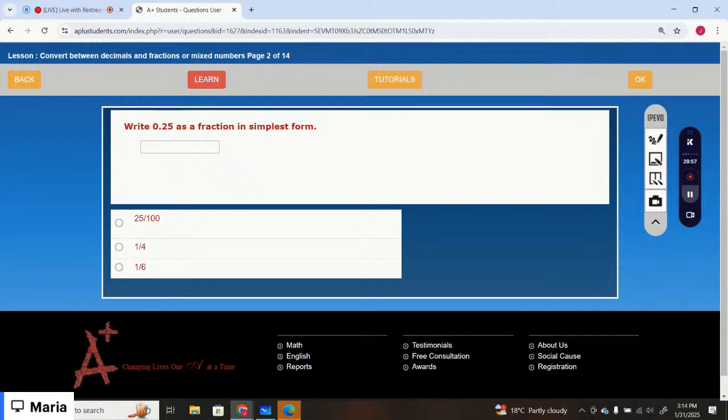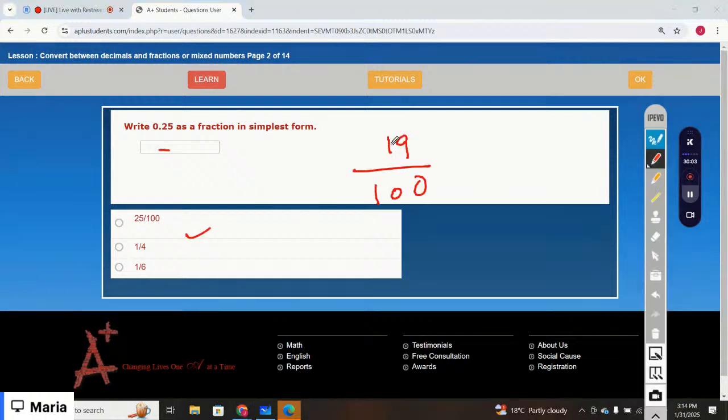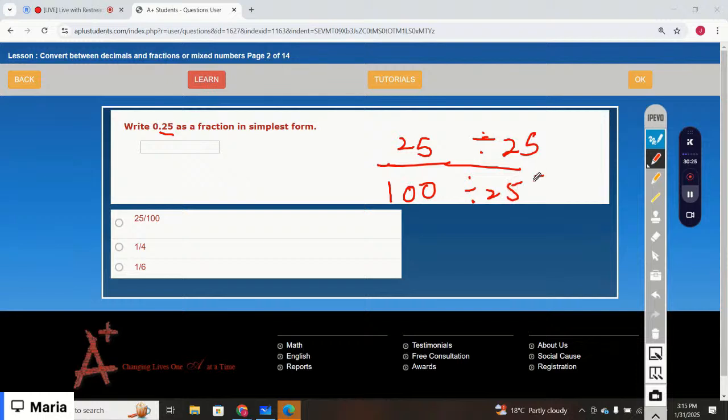Write 0.25 as a fraction in simplest form. So again, you have to do the same thing. You have to remove the decimal point first and write 1 for the decimal point. In the denominator you have two zeros, so write two zeros. So that is 25 by 100. Now divide it by the greatest common factor that can divide both the numbers. So that is 25. 25 divided by 25 is 1, and 25 times 4 is 100. So that is 1 over 4. Option number 2 is the correct option.